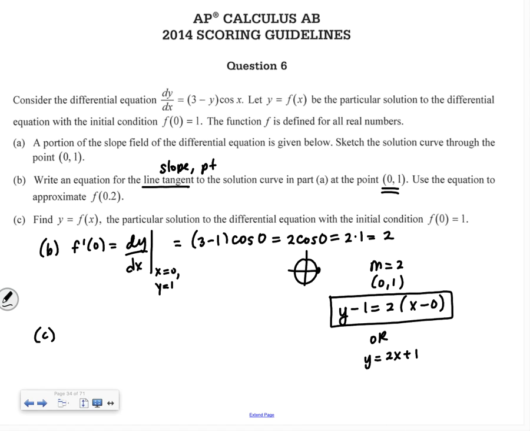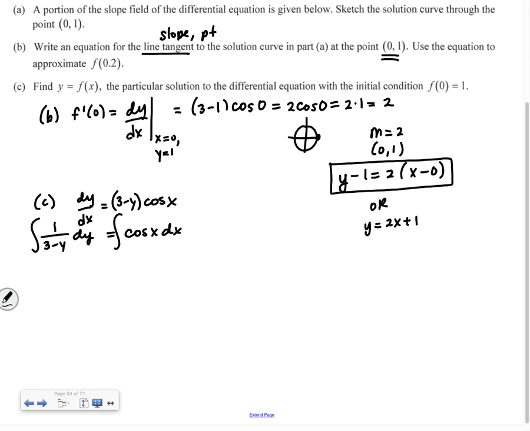All right, and then part C, of course, we knew it was going to ask for the particular solution to the differential equation. So we're going to go ahead and separate our variables. We're going to leave the cosine of x on the right side, and it's joined by the dx. And then our 1 over 3 minus y is on the left side, and that's joined by a dy. And we integrate. When we integrate, the right side is easy. We know the derivative of cosine is negative sine, so the antiderivative of cosine is positive sine.